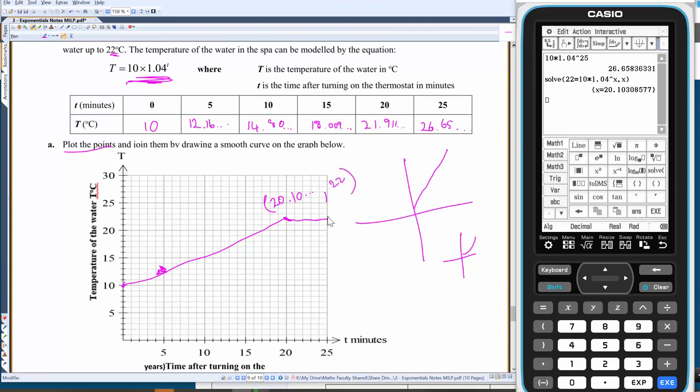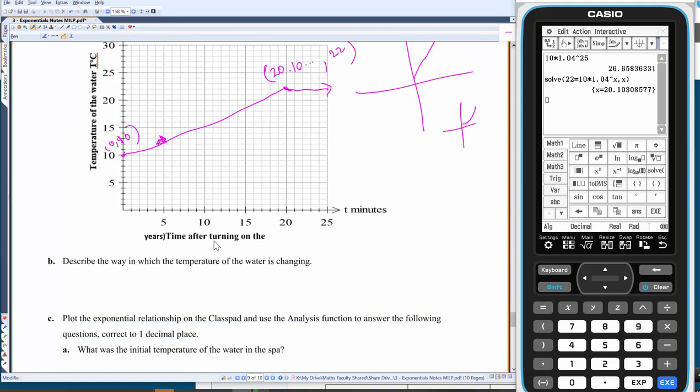So it hits 22 degrees Celsius and stays that way, we presume, for as long as Sarah wants to stay in the spa. This key feature is when time is 0, the temperature is 10 degrees. So it increases exponentially to 22, then from 22 onwards it stays constant. Describe the way the water is changing: exponential growth until it reaches 22 degrees Celsius.